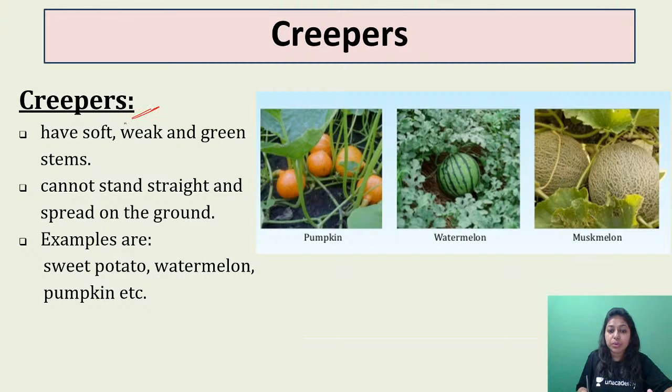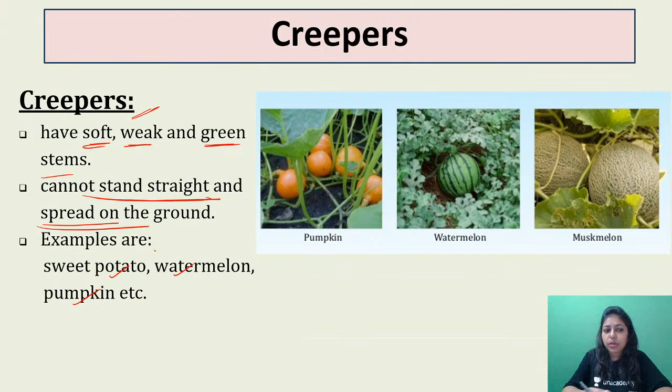We call them creepers. Why do we call them creepers? Look at this picture here. They have soft, weak, and green stems. Can you see that? They cannot stand straight and spread on the ground. Some of the examples are sweet potato, watermelon, muskmelon, pumpkin. You can see that.